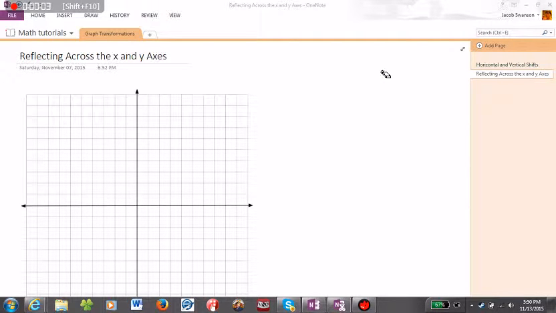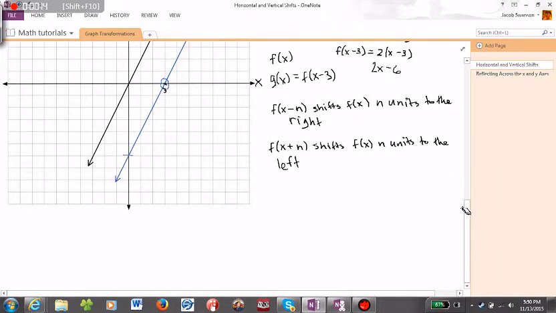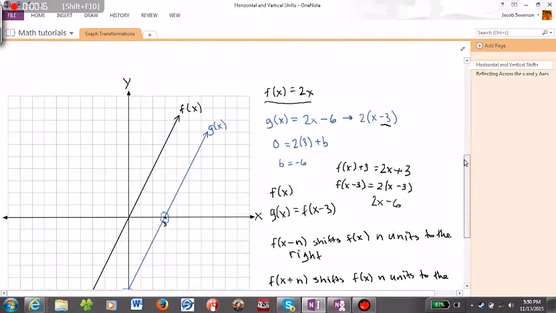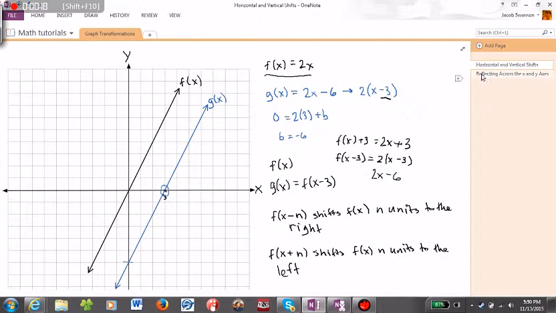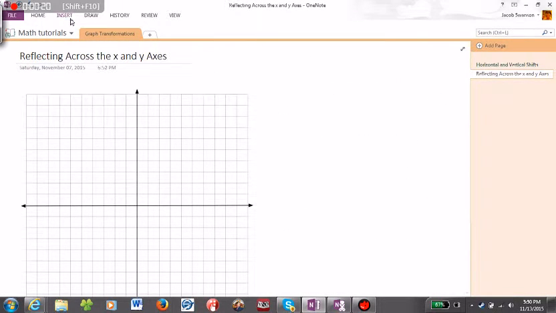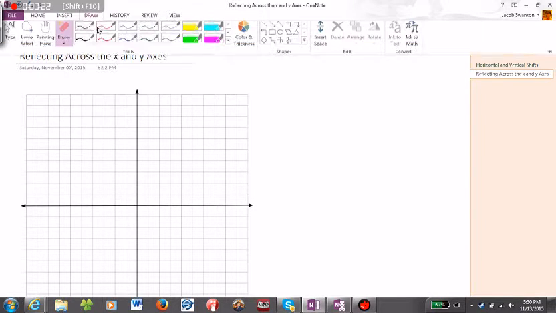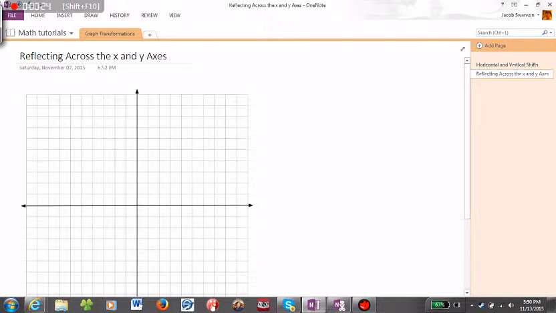Hello everyone, once again to another one of my Jake the Tutor math videos, and we are going to pick up where we left off last time, where we discussed horizontal and vertical shifts. We just finished up the horizontal shift part, and now we're going to do some reflecting across the x and y axes.